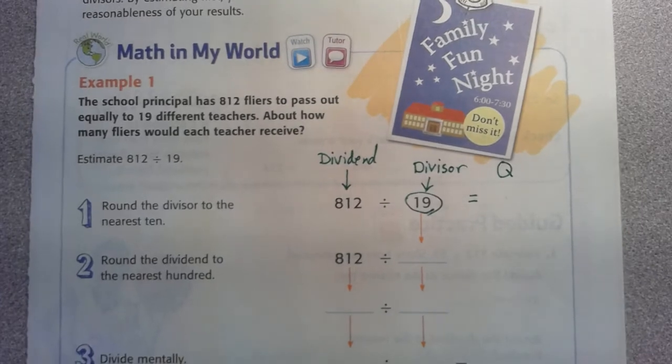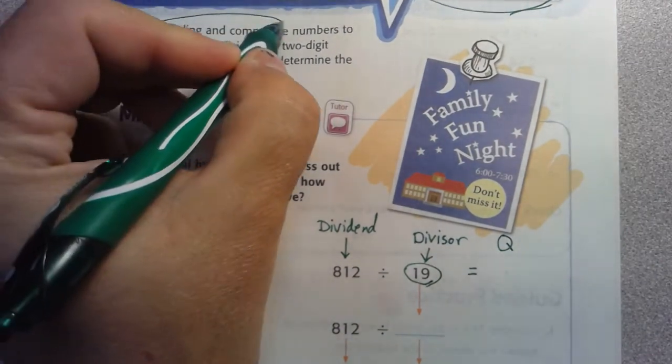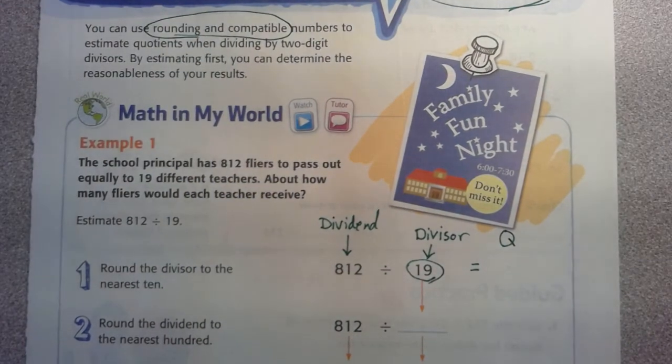So we can use, as it said up there, rounding and compatible numbers. Now you know how I feel about compatible numbers. Not a fan of them, but if we have to use them, we will, to make our problem easier.